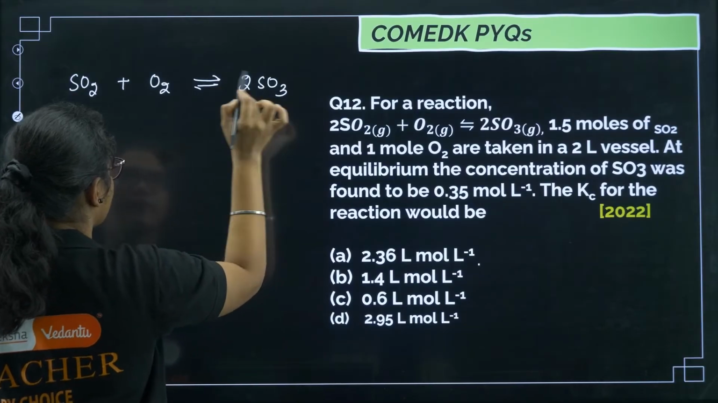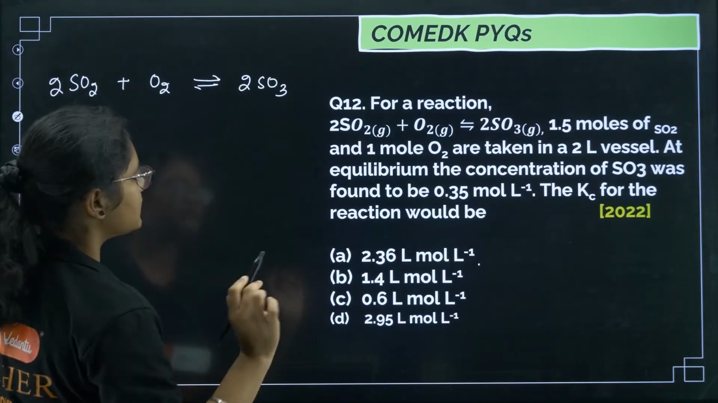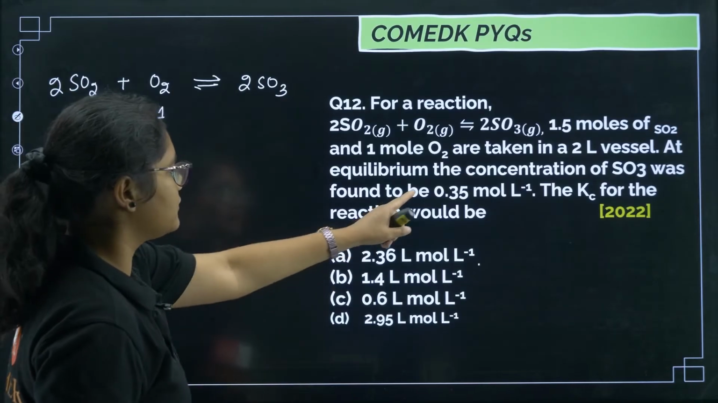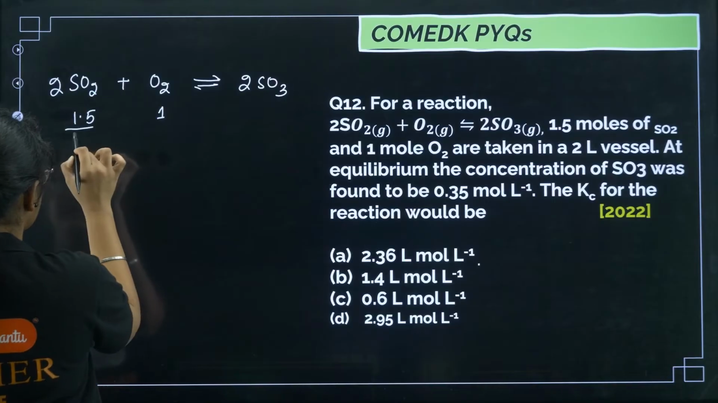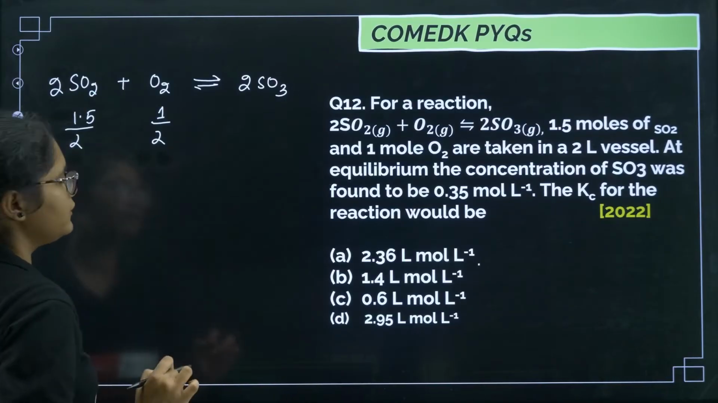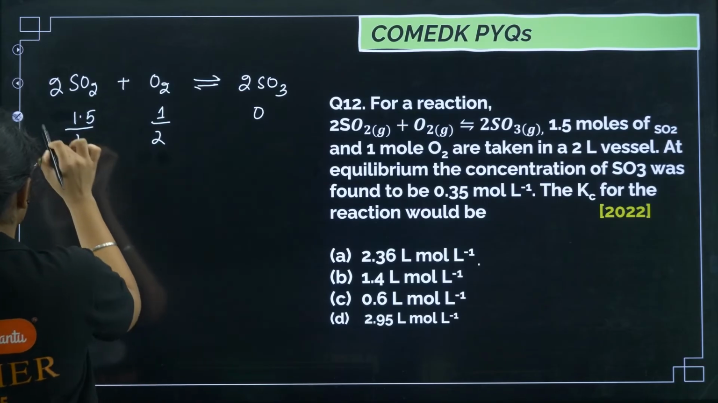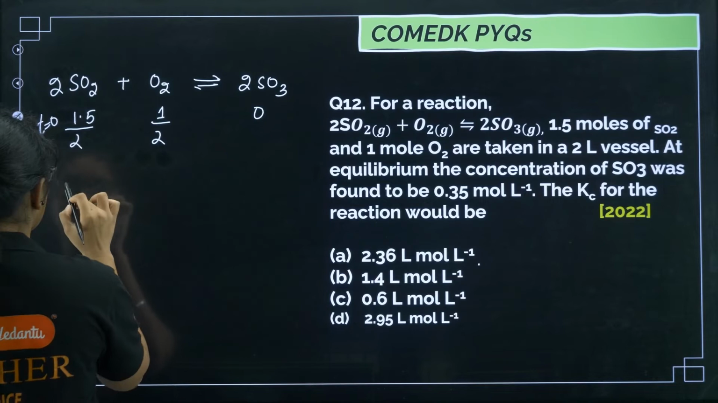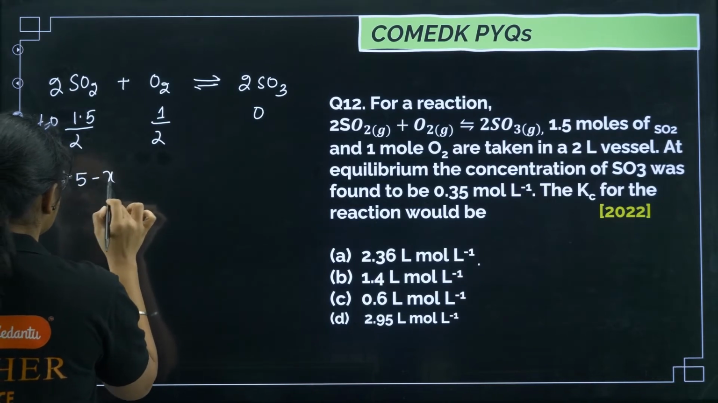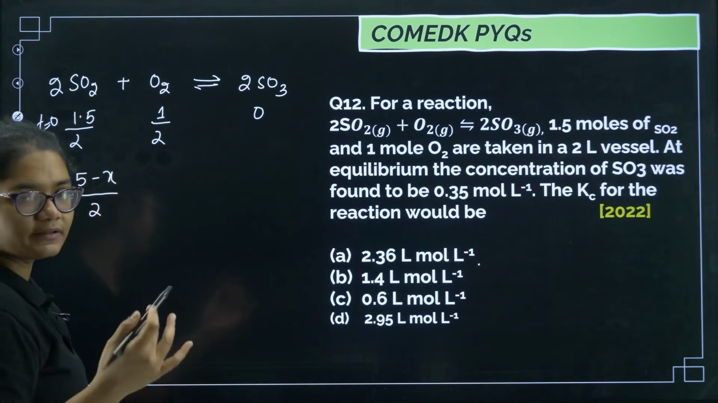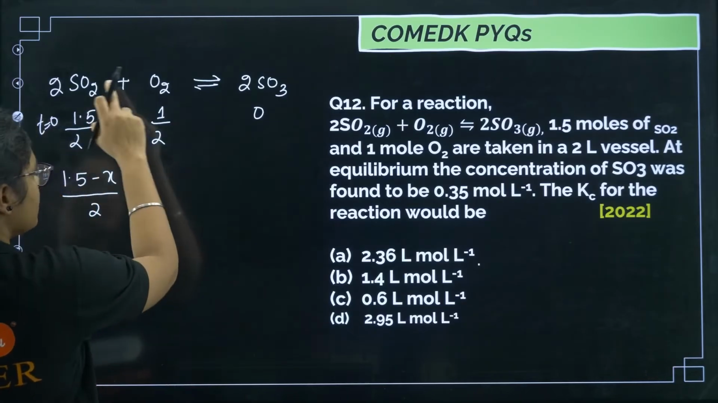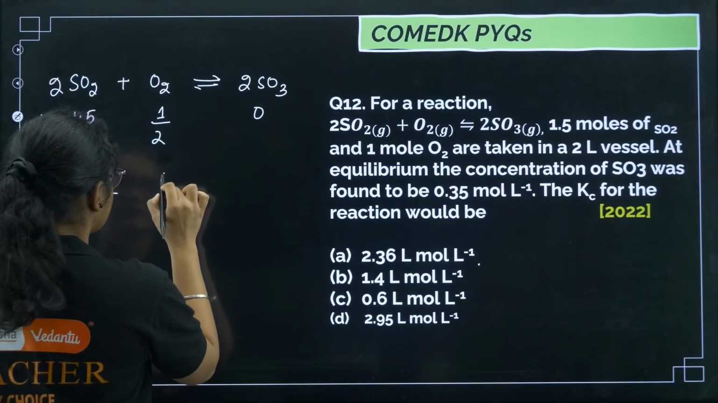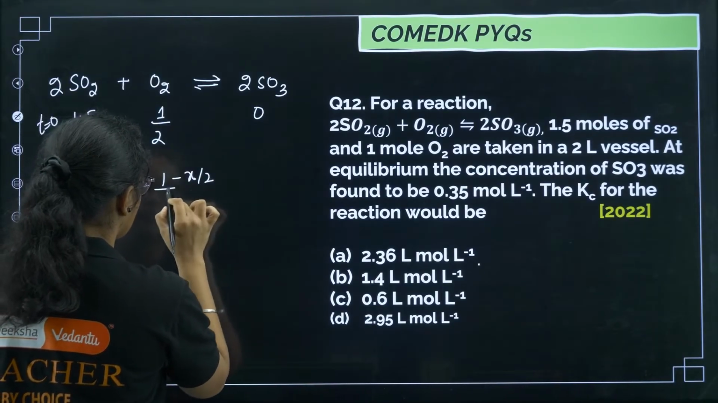Now the initial moles are given, 1.5 and 1, and we know that the volume is 2 liter. So what will be the concentration? 1.5 by 2, 1 by 2, and this is 0 for SO3. This is at t equal to 0. Next, at equilibrium, some amount must have reacted. So let 1.5 minus x by 2 be remaining after the amount has reacted. Now see, 2 moles of SO2 react with 1 mole of O2. So x moles will react with x by 2 moles. So I can say 1 minus x by 2, by 2.